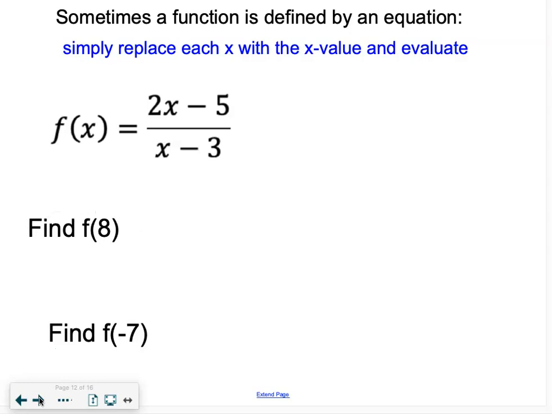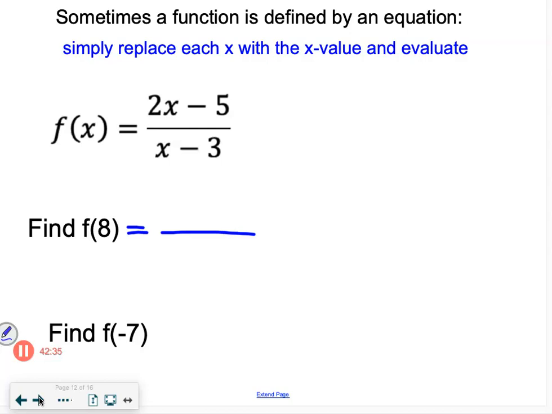is this 8 an x or y? X. Your input is what you're plugging into your function. This is an x value. You replace all your x's with 8s. Replace all your x's with 8s, and then simplify. So go ahead and take a second and see what happens.